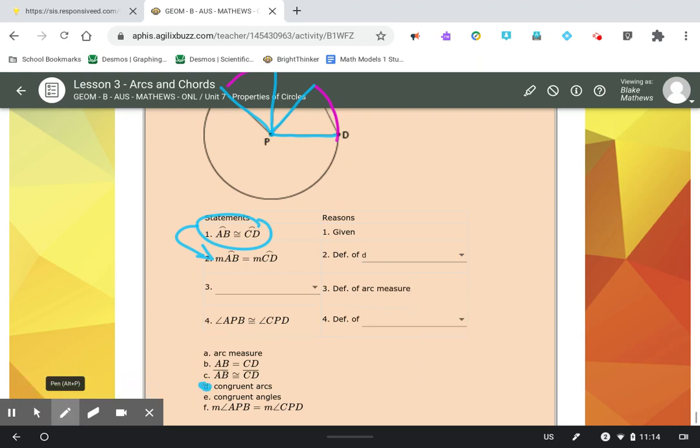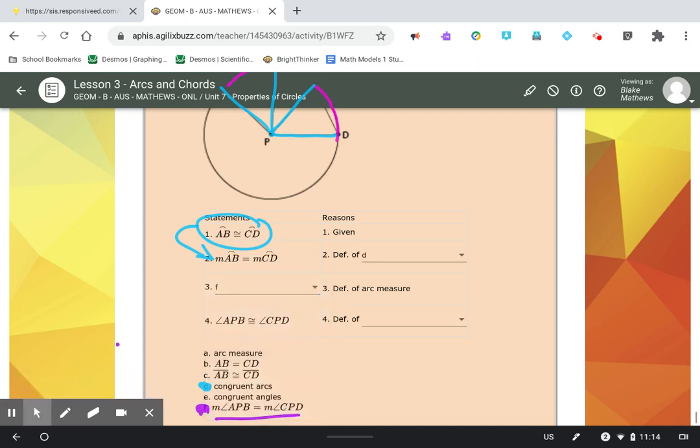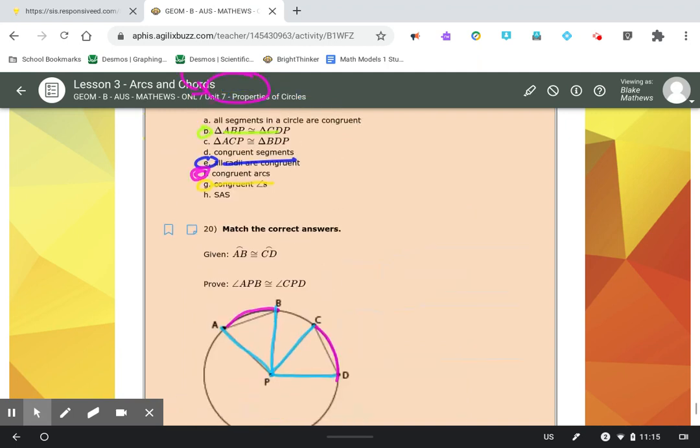And then it says here, we're going to look for something that's the definition of arc measure. Well, we know that if the measures of the arc are the same, then the measure of the angles are the same. And so that's where we're coming in with answer choice F to say the angle measures are the same, and because their measures are the same, so are they congruent. So it's the definition of congruent angles. Answer choice E. There's a lot in there. I want you to focus on really understanding the vocabulary though, and then I will be back with lesson 4.